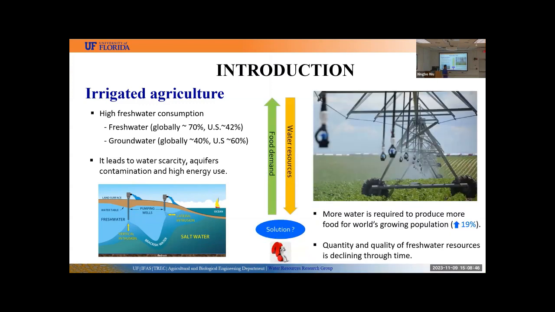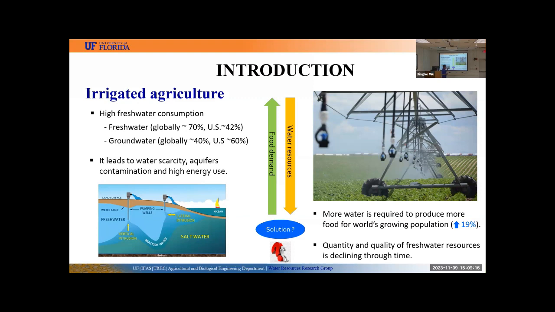But at the same time, we need more water to produce more food for the world's growing population. For instance, in the next 25 to 30 years, we need 19% more freshwater resources in order to feed the world's growing population. However, the quantity and quality of freshwater resources are declining over time. So we need a solution to balance this water demand with the food supply.